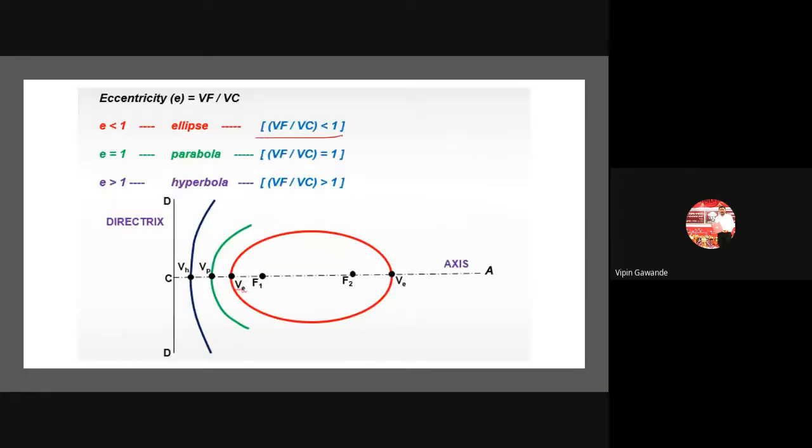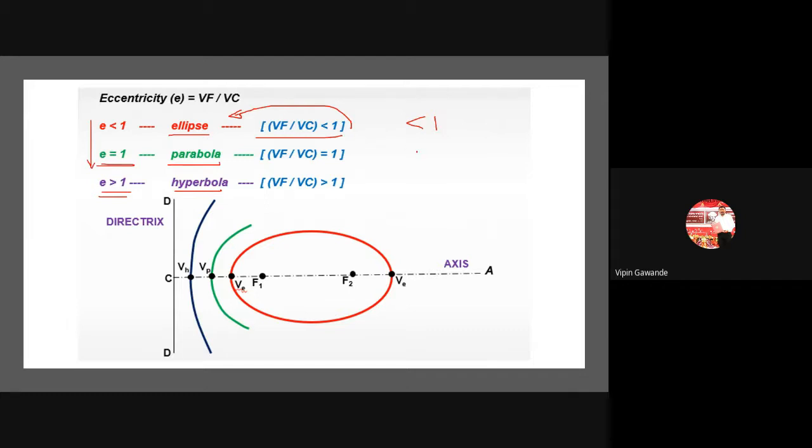If this ratio is less than 1, then you have to construct an ellipse. Or in an MCQ, they will ask something like this. For ellipse, the eccentricity value is less than 1. For parabola, the eccentricity value is equal to 1. For hyperbola, the eccentricity value is greater than 1. So this is one type of question they will ask.